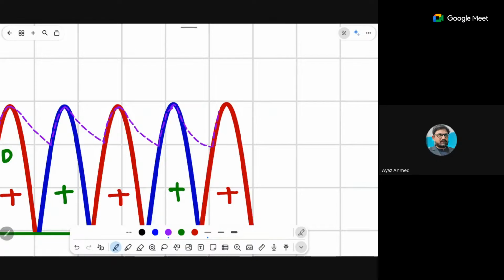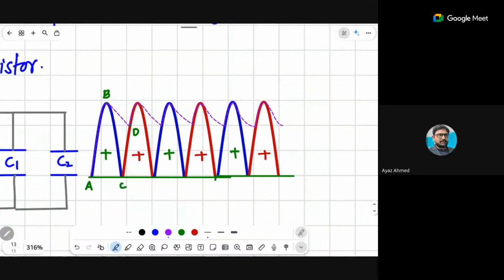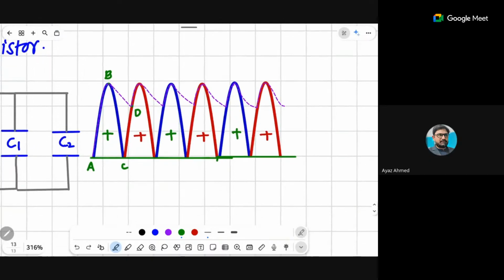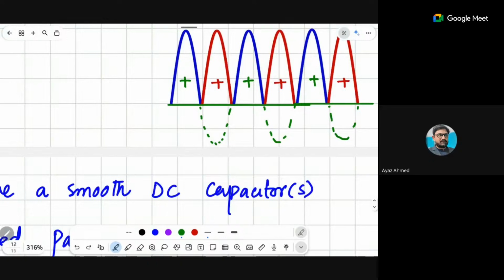So beta, this is basically how you get the output cycle with reduced ripples, right? You get the reduced ripples. Now if you want to increase the RC time constant of the capacitor, these voltages can also be smoothened like this. Are you getting my point? Is this clear to everyone?